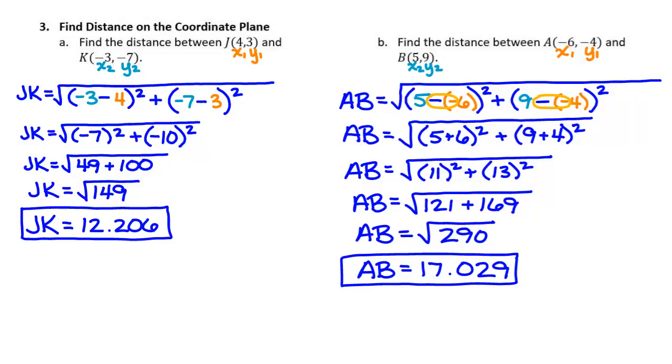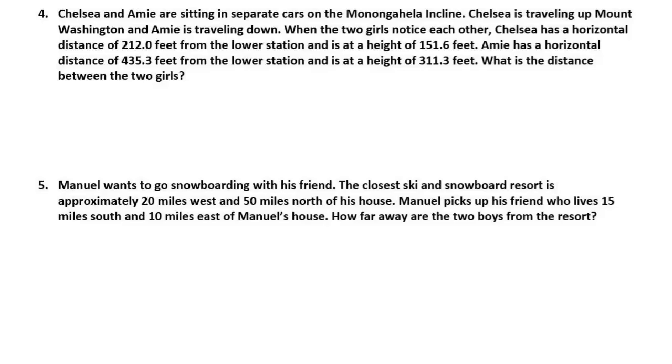Very nicely done. All right, let's keep practicing with this. Let's look at question number 4. On question number 4, we have Chelsea and Amy. Chelsea and Amy are sitting in separate cars on the Monongahela Incline. Chelsea is traveling up Mount Washington and Amy is traveling down.